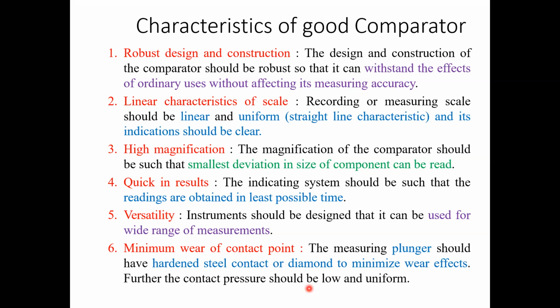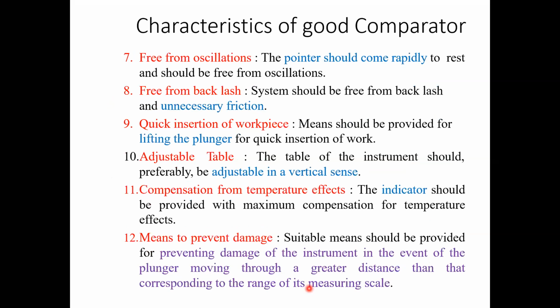Free from oscillations. The pointer should come rapidly to rest and should be free from oscillations. While removing, if you remove the work part from below the plunger, then the pointer should come to its original position rapidly, without any oscillation. This is freedom from oscillation. The system should be free from backlash and unnecessary friction.